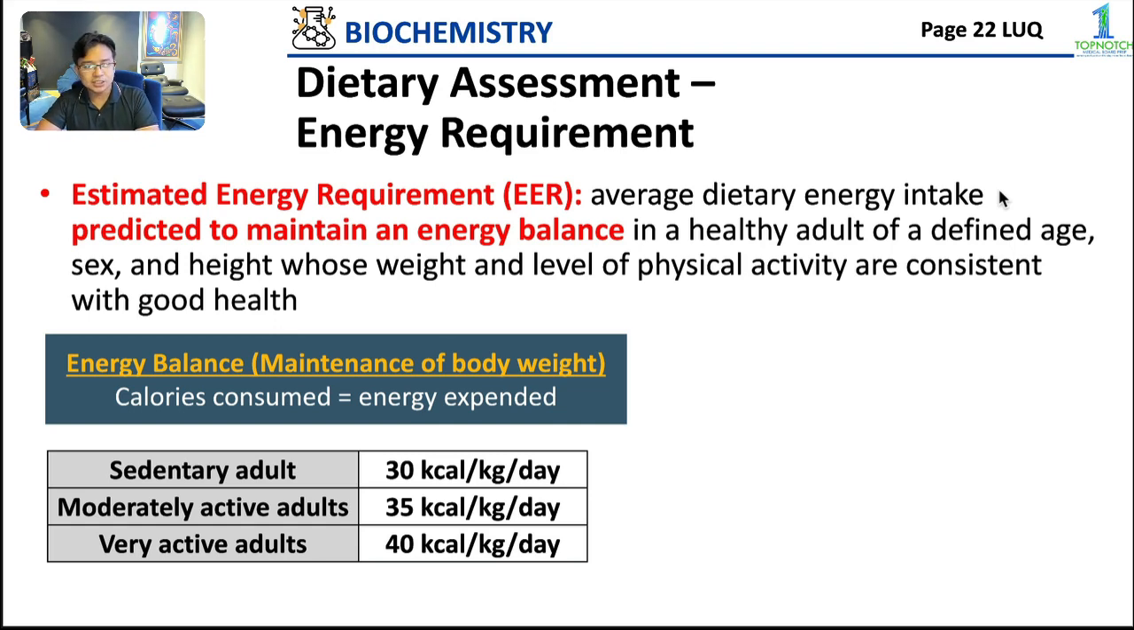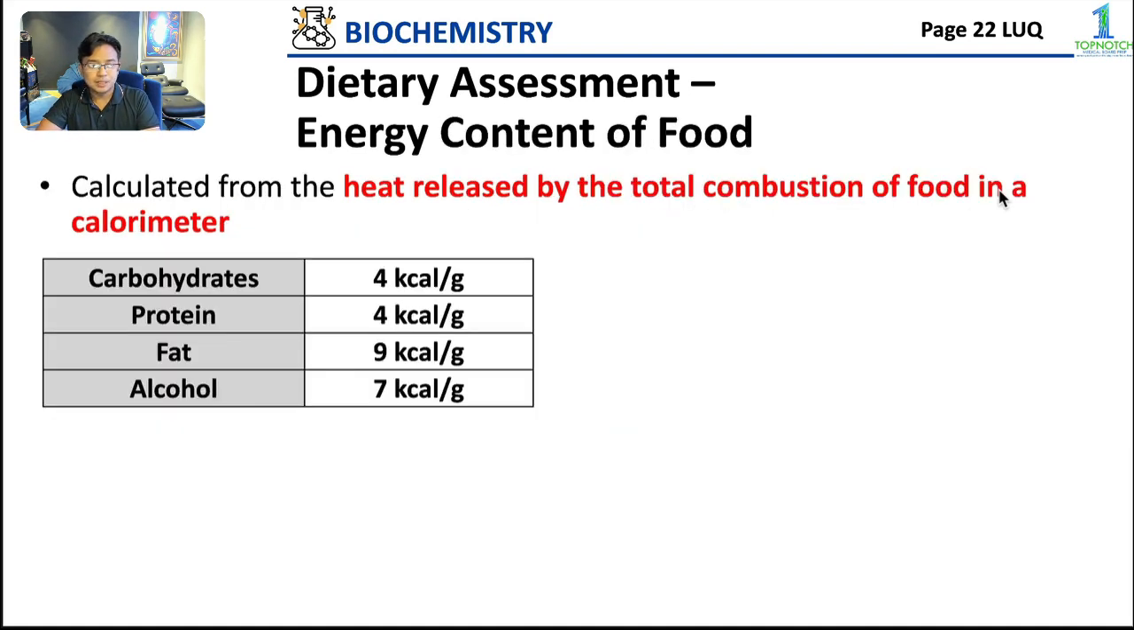Very active adults need to consume more calories to maintain their body weight. Pero gaano ba karami ang energy content for a specific food? Now, to calculate them directly, we need to perform a bomb calorimeter. Inside this machine, the food is burned and the heat released by the total combustion of the food in the calorimeter is then your total energy content.